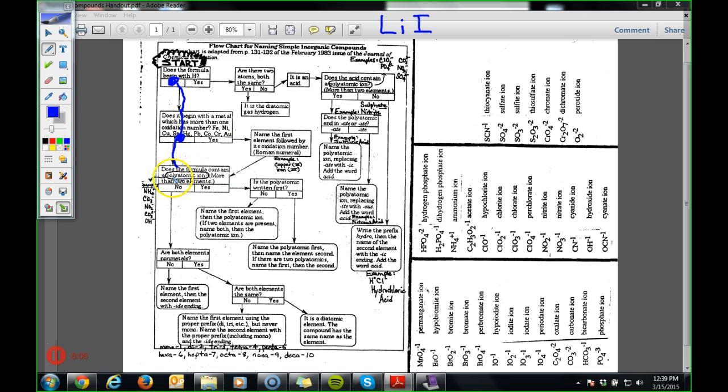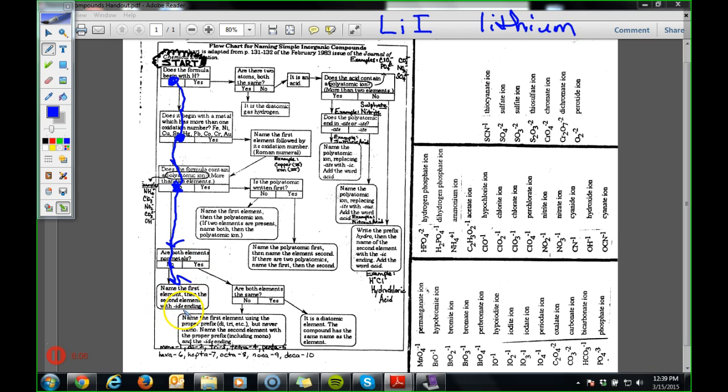Does the formula contain a polyatomic ion? Any of the things on this list? Well, if we have ions, it's going to be Li or I, and those are not polyatomic. That's lithium, that's iodine. So the answer is no. Then we go down. Are both of the elements nonmetals? Well, by now you should know lithium is a metal and iodine is a nonmetal. So are they both nonmetals? No. It then says, name the first element, lithium.